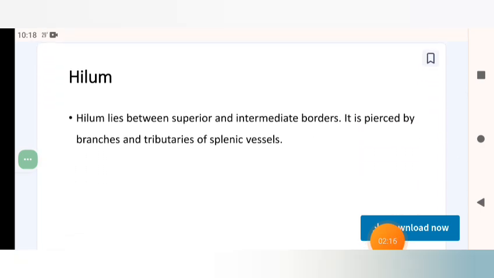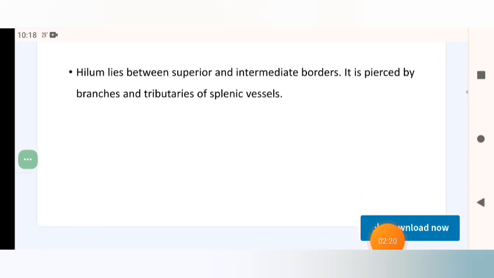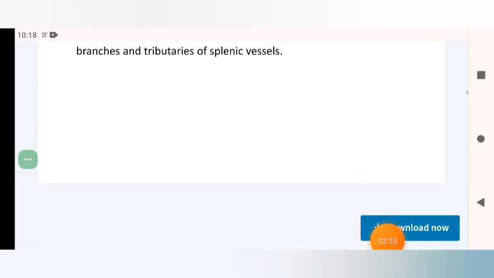Hilum. The hilum lies between the superior and intermediate borders. It is pierced by branches and tributaries of the splenic vessels.